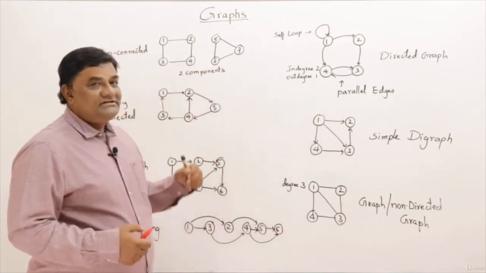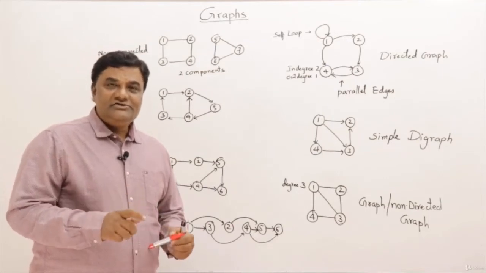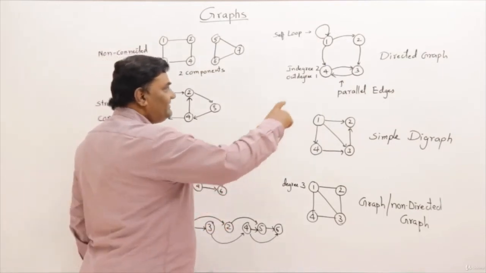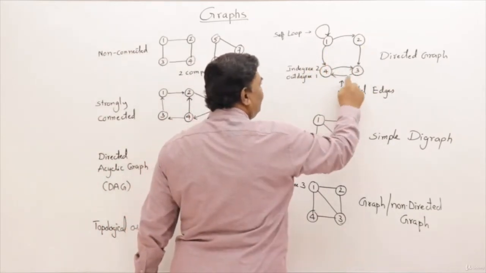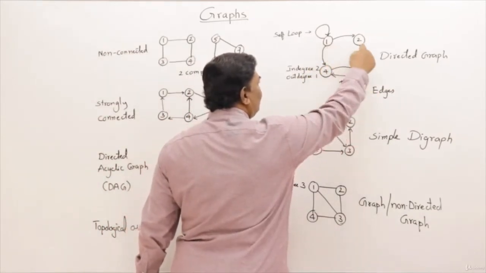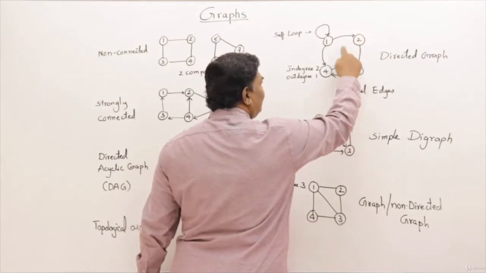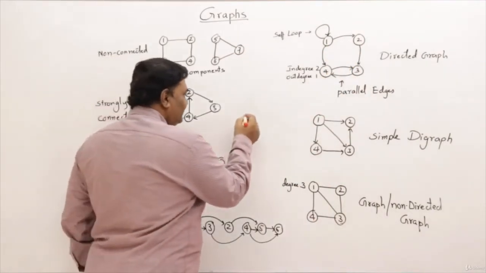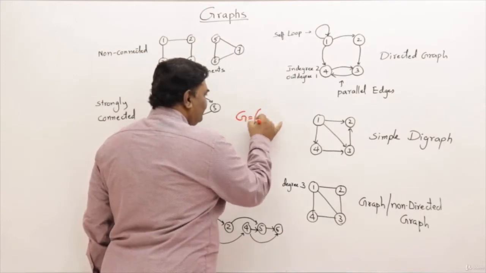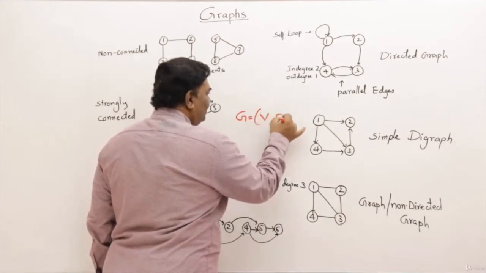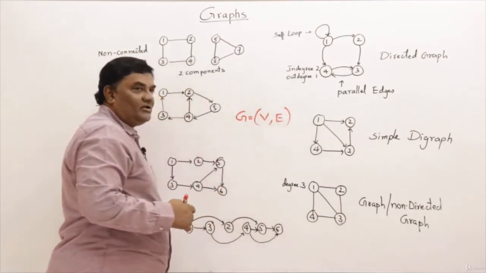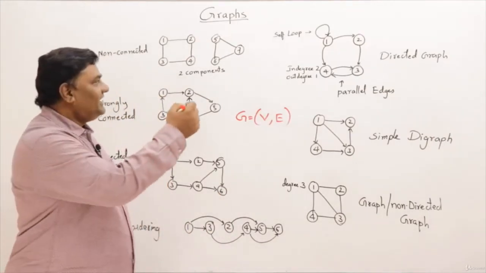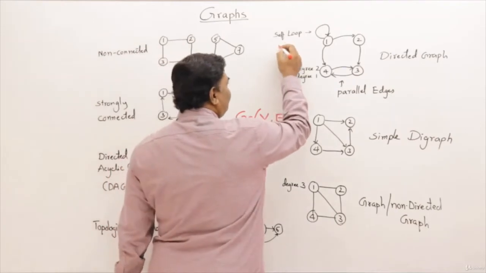See, a graph is defined as a collection of vertices and edges. Every graph, if you see, has vertices. These are vertices. The circle ones, the nodes, are vertices, and the links are edges. So a graph is defined as G = (V, E), where V is the set of vertices and E is the set of edges. Let us start with the first example. Here is the first example.